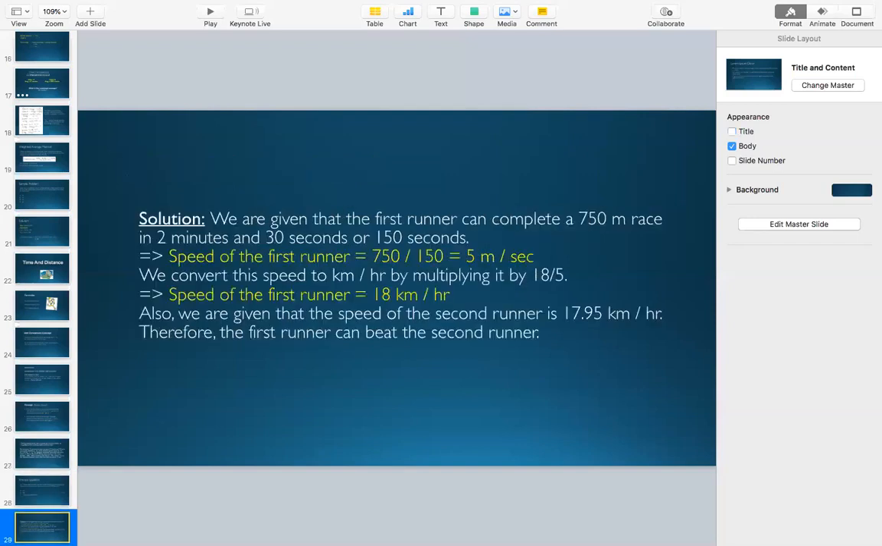So when you convert 750 meters in 2 minutes and 30 seconds, that comes out to be 18 kilometers per hour. And the speed of the second runner is given as 17.95. Now, since the speed of the second runner is slightly less than the speed of the first runner, the first runner will beat the second runner.